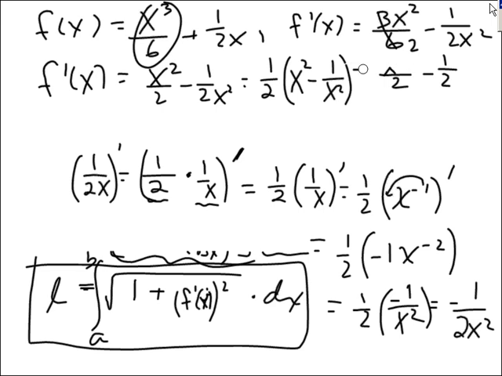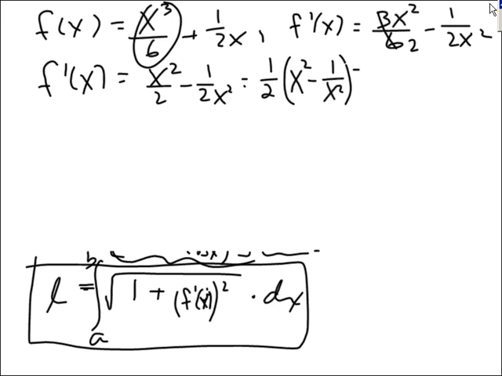Okay, let's get rid of this. So now we have the derivative, and we know the formula for arc length. Oh, I did leave out one thing, so sorry. We want to find the arc length between negative a half and 2.